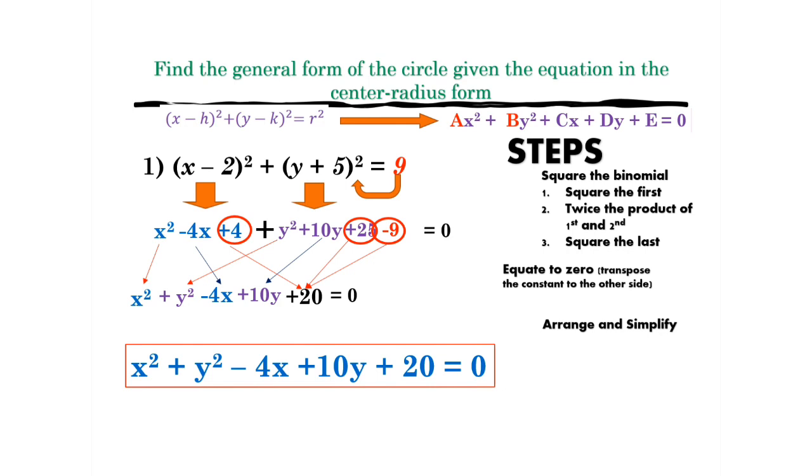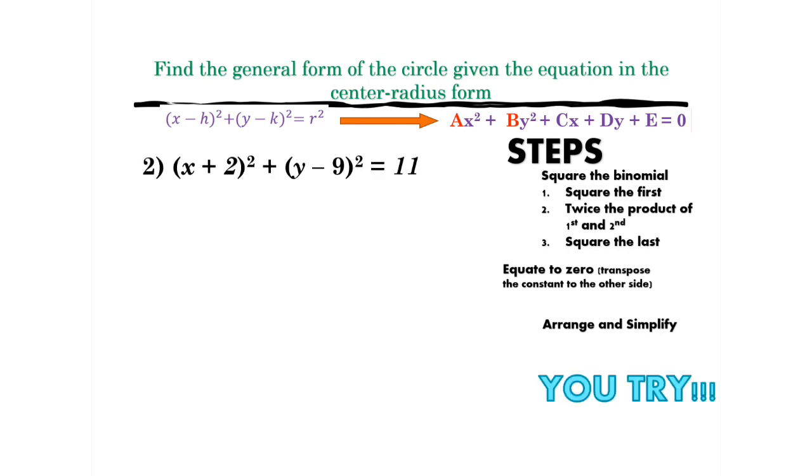So let's have another example. How about this one? Same thing, right? All you have to do is square the first term. So it's x squared. 2 times x, that's 2x, times 2, that's 4x. 2 raised to 2, that's 4. So similarly, if you continue with the next one, y raised to 2, that's y squared.